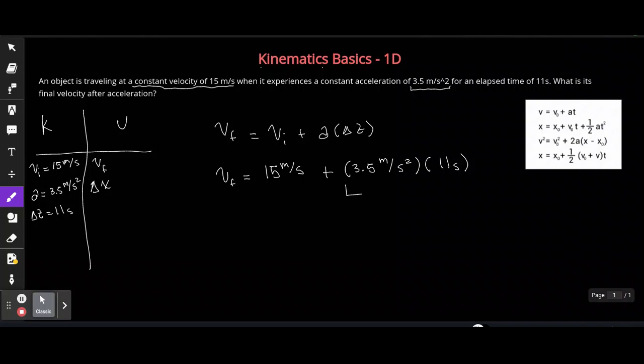Using my calculator, I'm going to multiply acceleration and time. So the acceleration times elapsed time is 38.5. We're going to add 15 to this, and we're going to have our final velocity be equal to 53.5 meters per second.